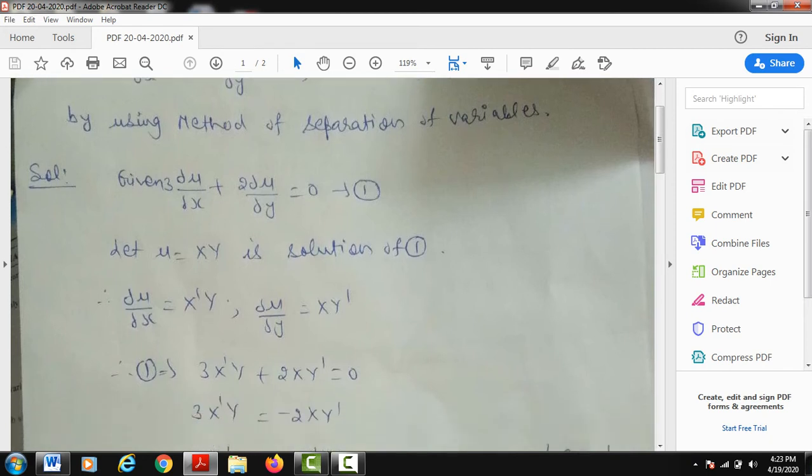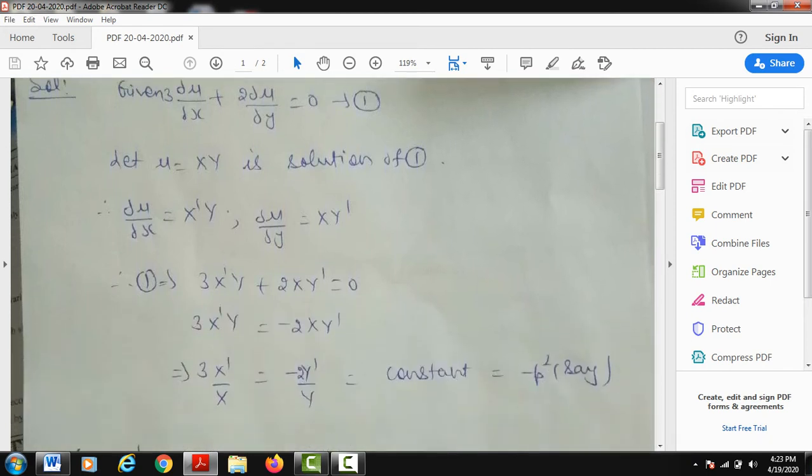Now, what were the factors which we need in equation number 1? That is ∂u/∂x and ∂u/∂y. So I will evaluate ∂u/∂x, partially differentiating u with respect to x. Whenever I am partially differentiating u with respect to x, I will take y as constant, so it will be X'Y. And when I say ∂u/∂y, the partial differentiation of u with respect to y, I will take x as constant, so it will be X into Y'.